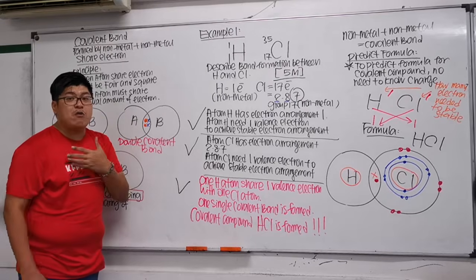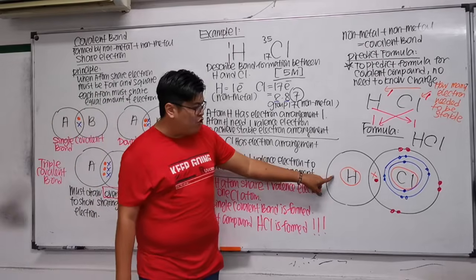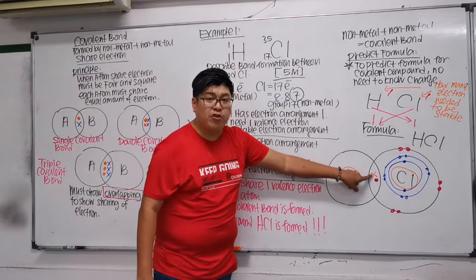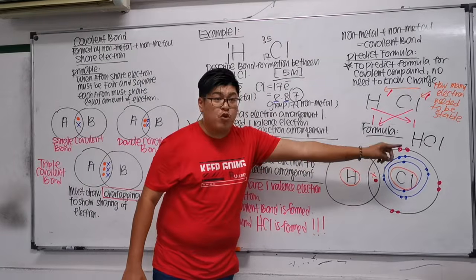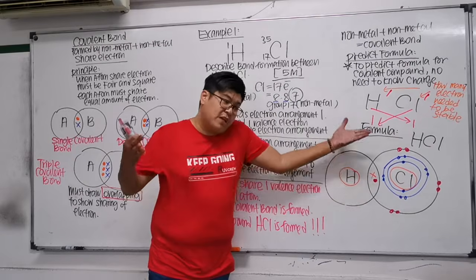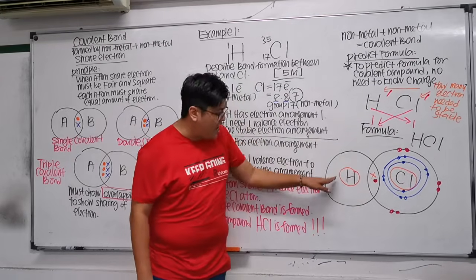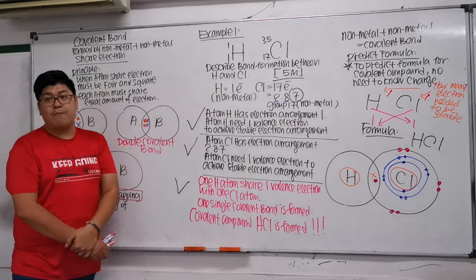When you need 1, I need 1, what do they do? They share their electron. So the hydrogen atom shares how many? 1 electron. Share with who? 1 chlorine. So after I share the electron with you, what bond do I form? Single covalent bond. That's it. What is the final formula? HCl. Okay? That's how you do. Not very hard.